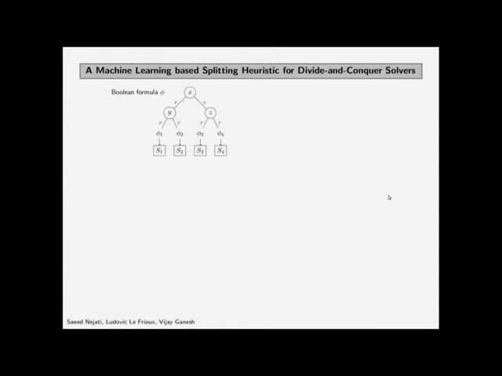Our paper is on a machine learning based splitting heuristic for divide and conquer solvers. Divide and conquer SAT solvers accept a Boolean formula phi as an input and split it into several smaller subformulas, and solve the subformulas in parallel using sequential SAT solvers. The way the splitting works is that the solver picks a variable, for example x, and sets it both to true and false, and derives the two subformulas out of that, and then it could further split the resultant formulas into smaller subformulas.